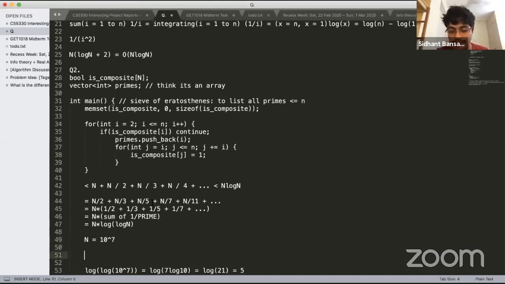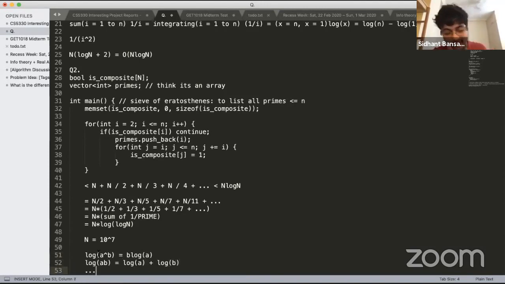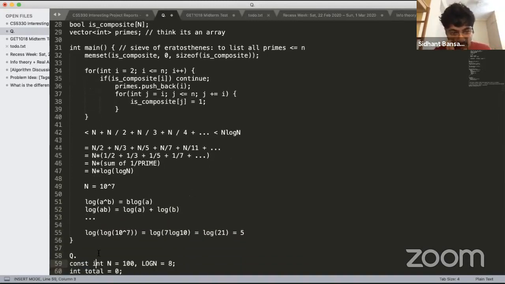Okay, I didn't cover basic properties of log, but I hope you know them. Log of a to the b is equal to b log a, and log of ab is equal to log a plus log b, and so on. If you haven't taken logarithms in high school or university, you can probably Google it up. These are just some basic properties of log which help if you know them.